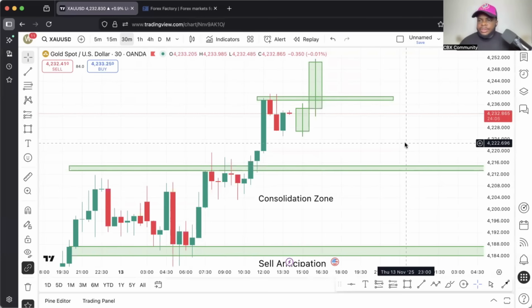Let's see if the candle wants to continue to go up and close with a bearish candle, or if it wants to continue to go up to break the recent resistance zone. So let's see what the candle wants to do.